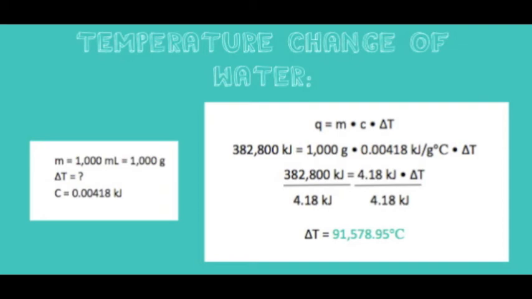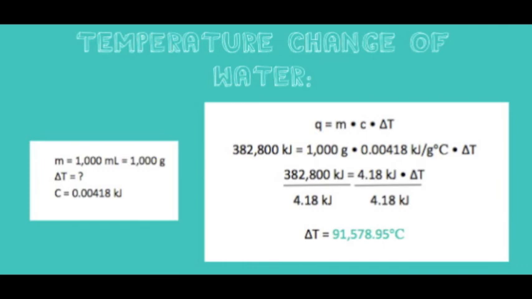We are going to plug the known values into our equation, which is Q equals M times C times delta T. Because we are solving this based on the amount of energy released by our reaction, we can substitute 382,800 kilojoules per mole as our Q. Once we plug all of our numbers that we know into the equation, we can multiply 0.00418 kilojoules per gram degrees Celsius by 1,000 grams, and we get 4.18 kilojoules.